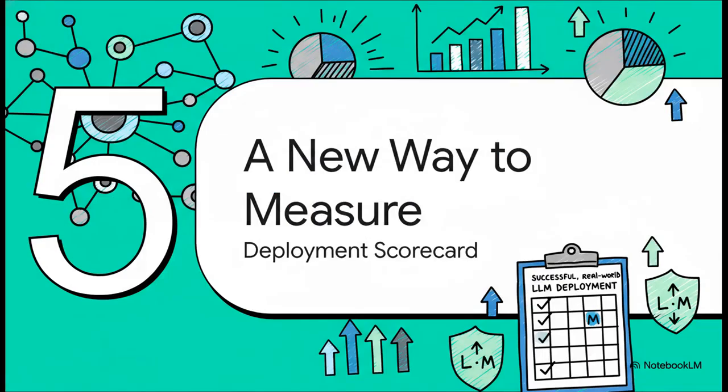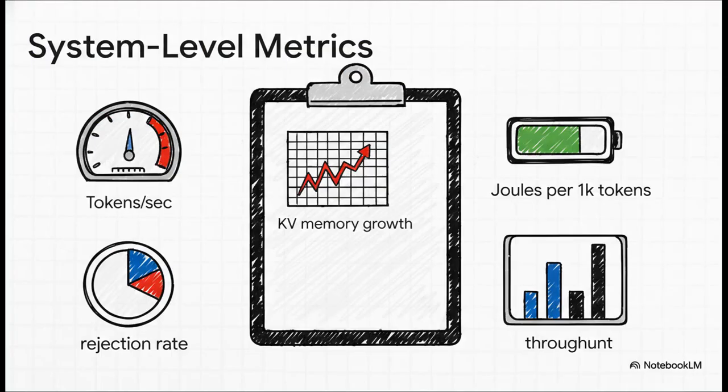So after exploring all these interconnected, complicated systems, it's pretty clear that our old way of measuring success just doesn't cut it anymore. We need a new scorecard. We need a whole new set of metrics for what it means to have a successful, real-world LLM deployment. And here it is. This is the new report card. Instead of just looking at accuracy on some academic benchmark, we need to be measuring these things.